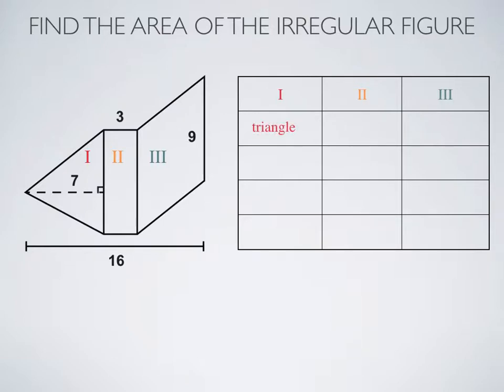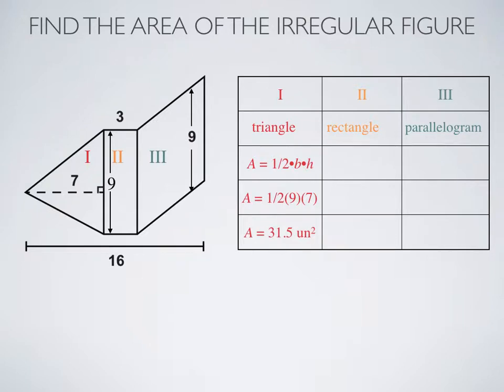And the first shape is a triangle, the second shape is a rectangle, and then we have a parallelogram. We know the area formulas to these figures, so we can write those down. Let's look at the triangle. We can see that the height is 7, but to find the base, we have to observe the diagram. If this is 9, then the base of the triangle is also 9. Now I have the information I need to find the area of the triangle. It's half of 63, or 31.5 square units.